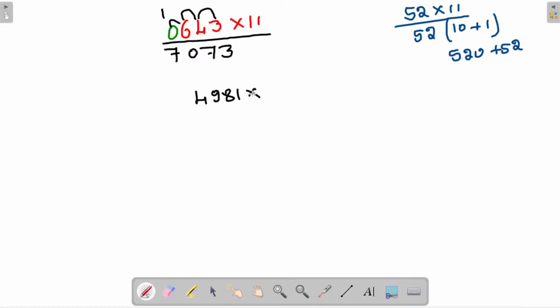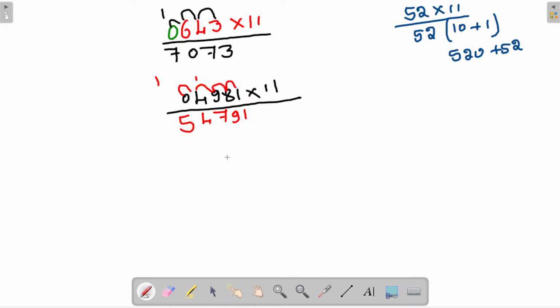4981 into 11, I want the answer. The first step, add 1 zero at the end for our convenience. Now tell me the answer. First step 1. Next 8 plus 1, 9. Next 9 plus 8, 17. 7 carry 1. 4 plus 9, 13, plus 1, 14. 4 carry 1. 0 plus 4, 4, plus 1. That is your answer. I hope it is clear now.